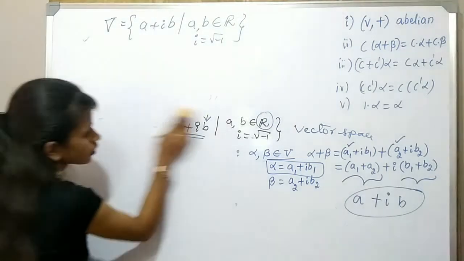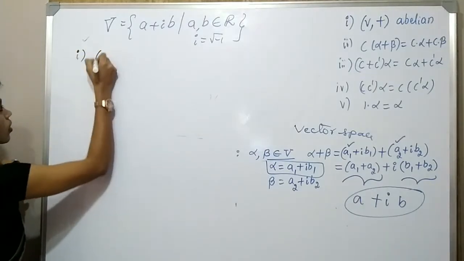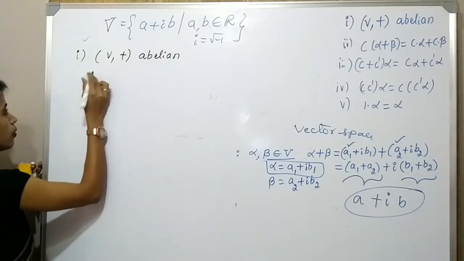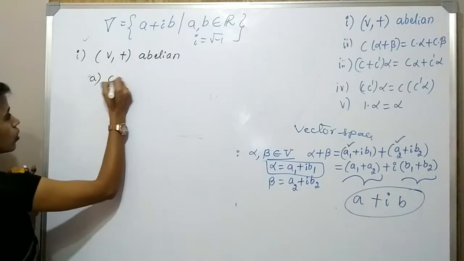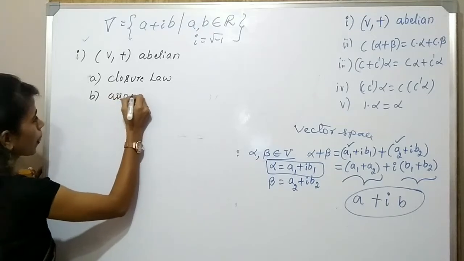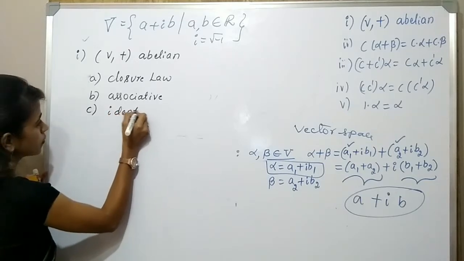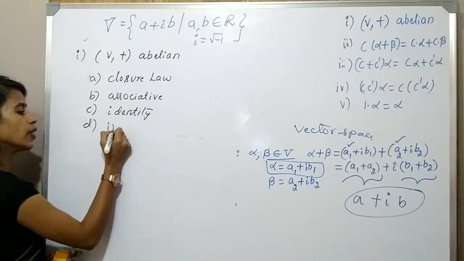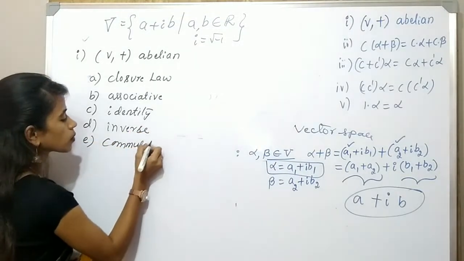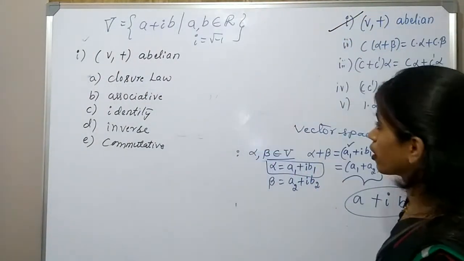So first, V comma plus is abelian. For that we have to show what is needed to be abelian. Closure law. Second one, associative. Third one, identity law. Fourth one, inverse. Fifth one, commutative. So I am showing the first condition of the vector space.